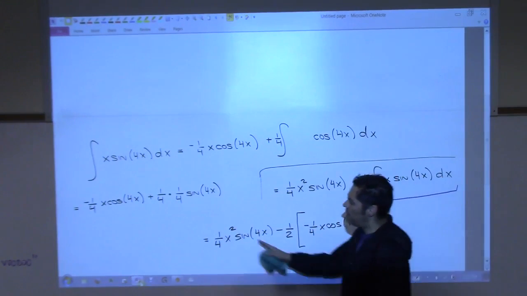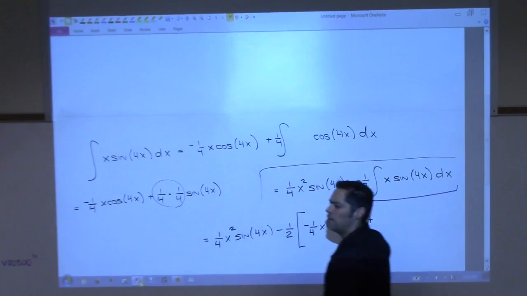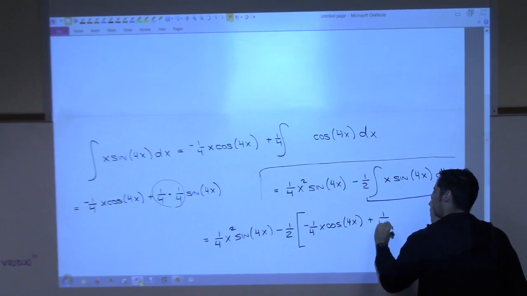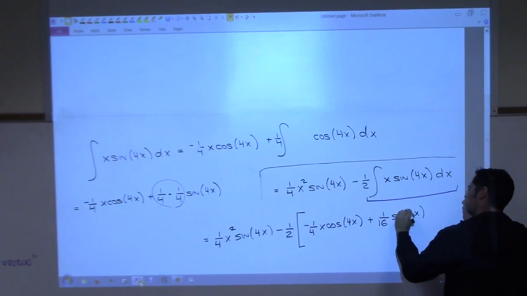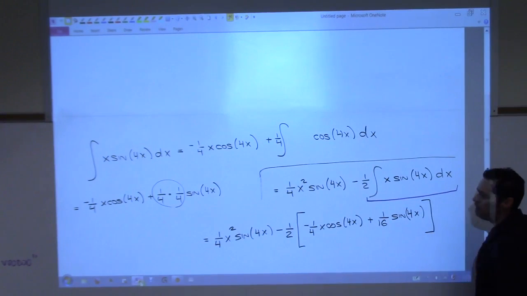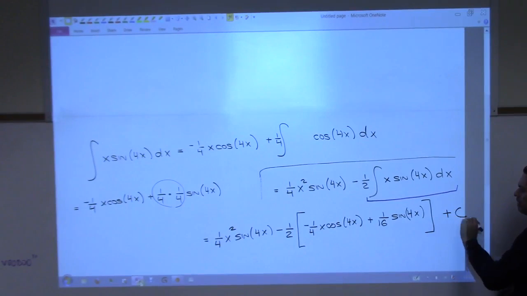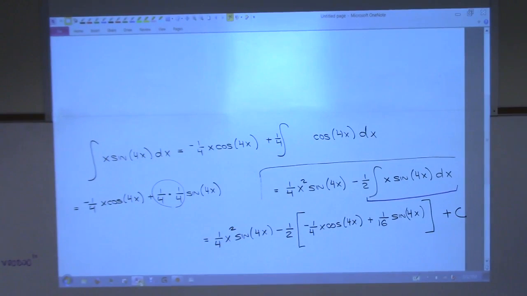And I never put these together. That's 1/16, isn't it? So 1/16 sine 4x. Close my bracket off. I'll go ahead and throw my plus c on now. We're almost done. We just need to distribute the negative 1/2 through.